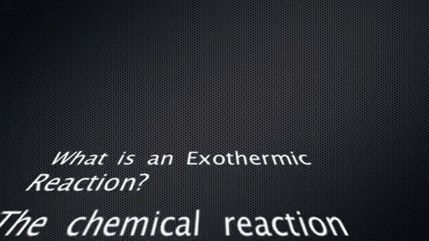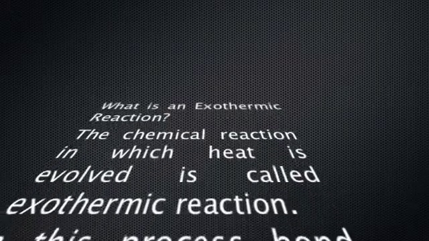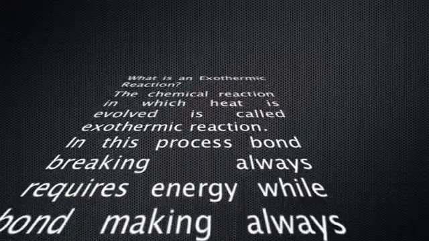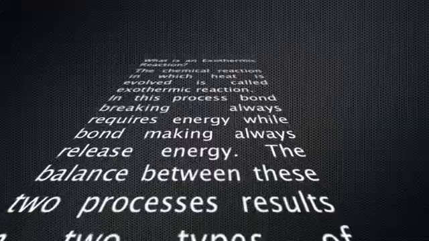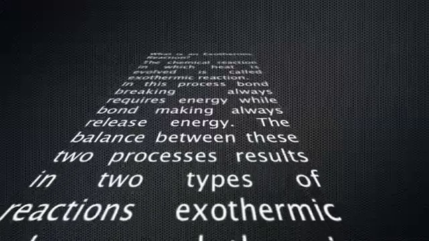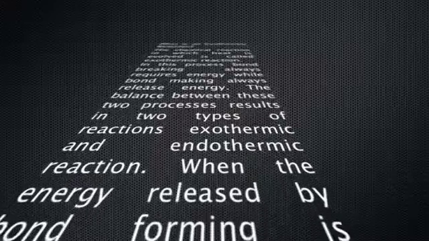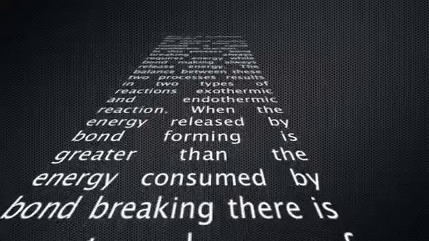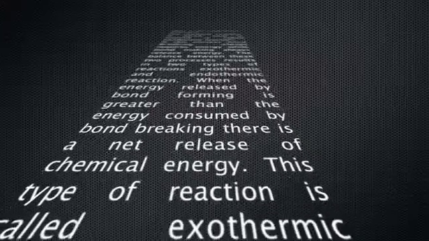What is an exothermic reaction? The chemical reaction in which heat is evolved is called exothermic reaction. In this process, bond breaking always requires energy, while bond making always releases energy. The balance between these two processes results in 2 types of reaction: exothermic and endothermic reaction. When the energy released by bond forming is greater than the energy consumed by bond breaking, there is a net release of chemical energy. This type of reaction is called exothermic reaction.